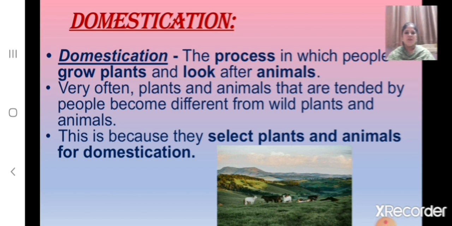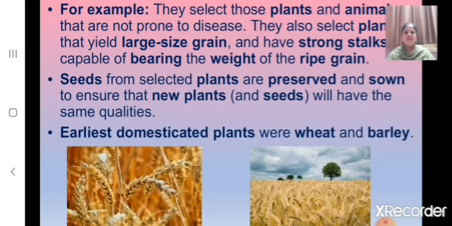Why? This is because people select plants and animals for domestication. For example, they select those plants and animals that are not prone to any disease, and they also select plants that yield large-size grain and have strong stalks. Why? So that they are capable of bearing the weight of the ripe grain. Seeds from selected plants are preserved and sown to ensure that the new plants will have the same qualities.